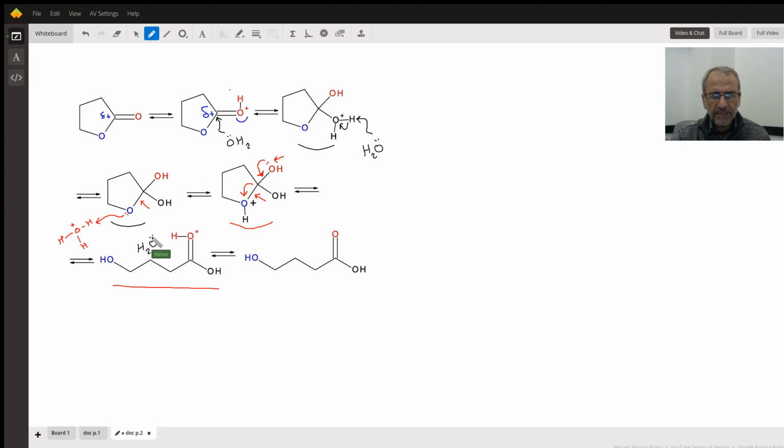Why do we need a weak base? Because here we have a strong acid. When we have OH in which oxygen is positive, that means oxygen would like to lose its proton more readily than when it's neutral. After the deprotonation of this red OH, we get the final product in which we have both alcohol and carboxylic acid groups in the same molecule. Why? Because we started with a cyclic ester. Thank you very much for your attention.